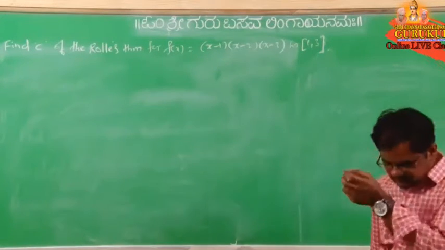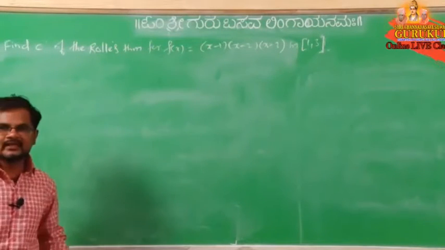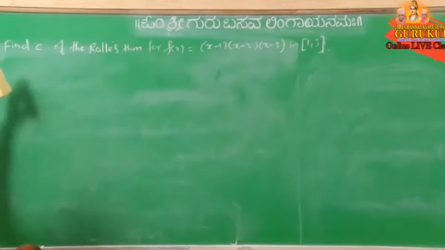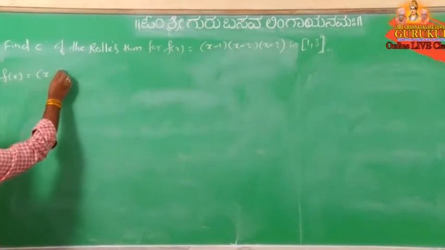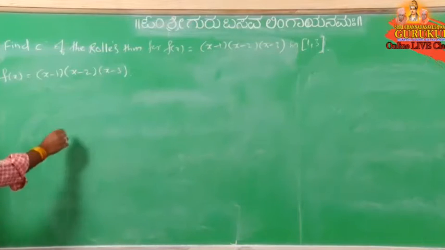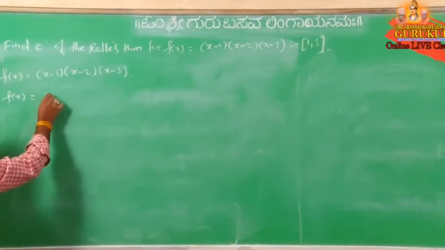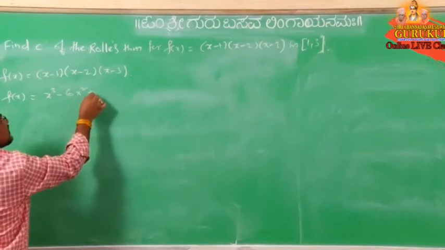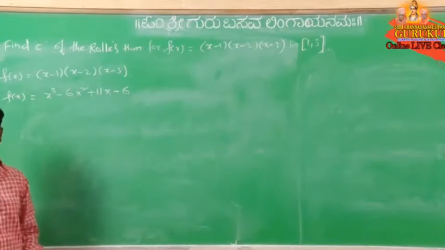Now see here, verification is also as it is, but here what they are asking is to find the C value. So take the given function f of x equal to x minus 1, x minus 2, x minus 3. If you expand it, what will we get? x cube minus 6x square plus 11x minus 6. It is a polynomial equation, meaning a polynomial function.